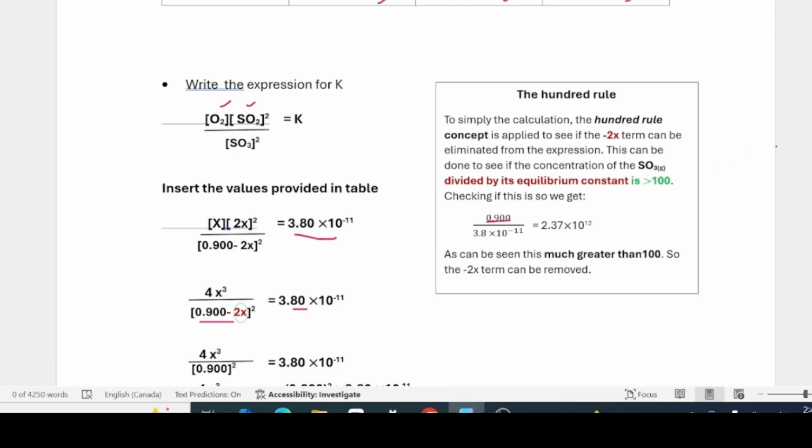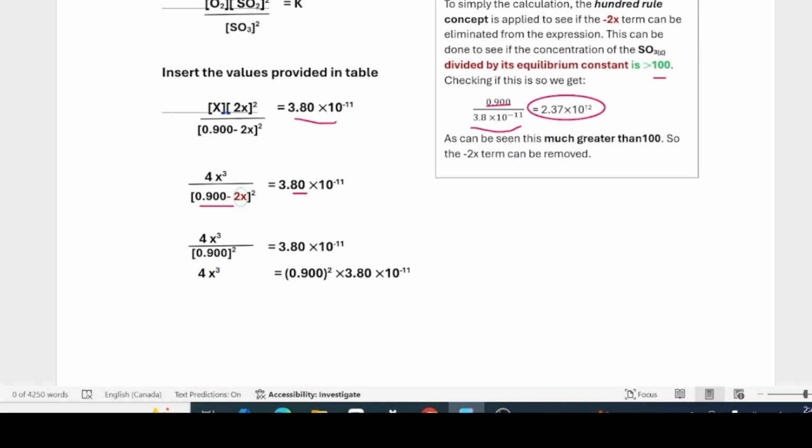We take the initial concentration of the sulfur trioxide and divide it by the equilibrium constant for the reaction and see what it turns out to be. If this value is greater than 100, then it gives us the leeway to remove this term from that expression. And we can see this is much higher than 100. So we now simplify our expression by removing this 2x. And this is what we remain with.